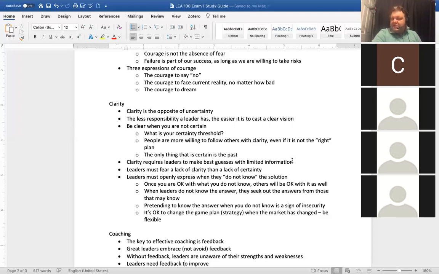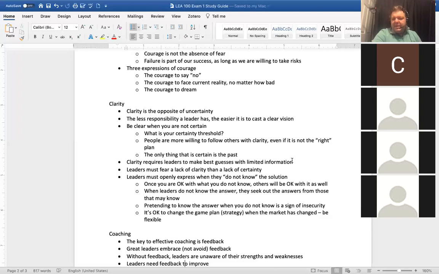Being clear when you're not certain, especially. Clarity eats certainty for breakfast. The only thing that's certain is the past. So again, people are willing to follow you with clarity, even if you're not right. It's okay to say, hey, I'm sorry, I made a mistake, especially when there's a lot of uncertainty. And that's fine. Right? So what is your certainty threshold? How far do you go with certainty before you take the leap, before you take the risk? And remember, if it's 100% certainty, it's too late. Other people will go there before you.